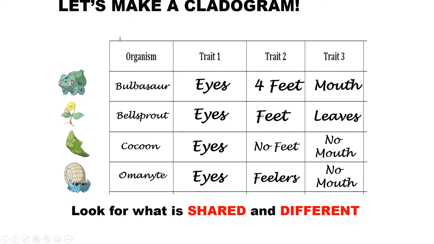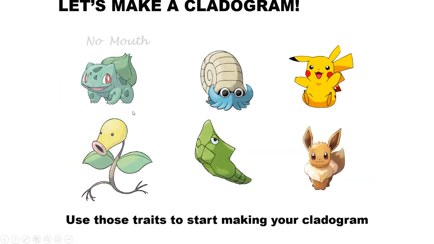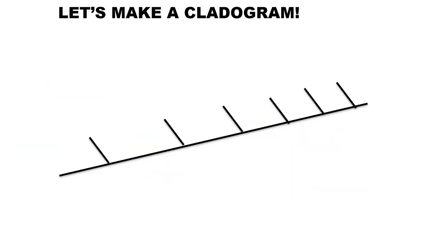So then the next discriminator is, do they have feet? The cocoon is the one that does not have any feet. We can also divide them on whether or not they have a mouth. The cocoon does not have a mouth. Neither does this omanite. I don't know how you say this. But he does have some feelers, which is feet-like. So for sure, we're going to start with the cocoon. We'll probably put this omanite second, and then bellsprout and Venusaur, right? So that is how you would start to separate them and make your little cladogram from there.